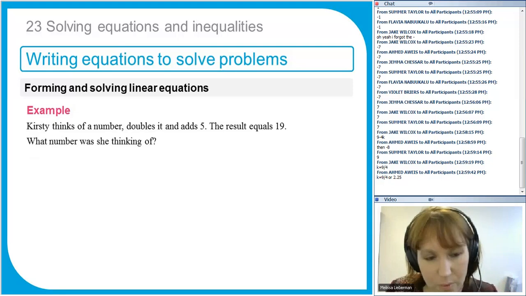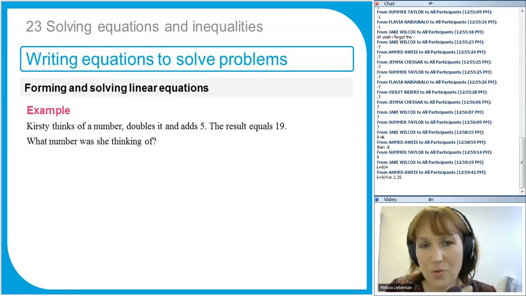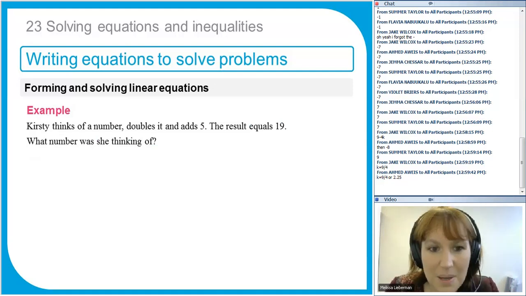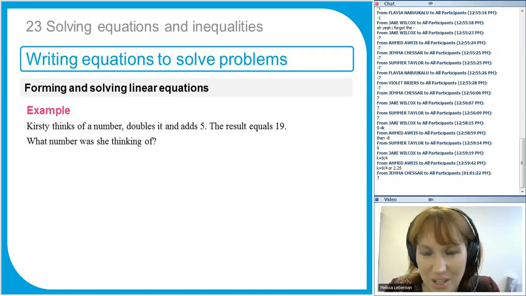This is quite a straightforward one. In fact, I think I used examples like this to introduce solving equations right at the beginning of lesson 10. So this just says Kirsty thinks of a number, she doubles it and adds 5, and the result equals 19. What number is she thinking of?